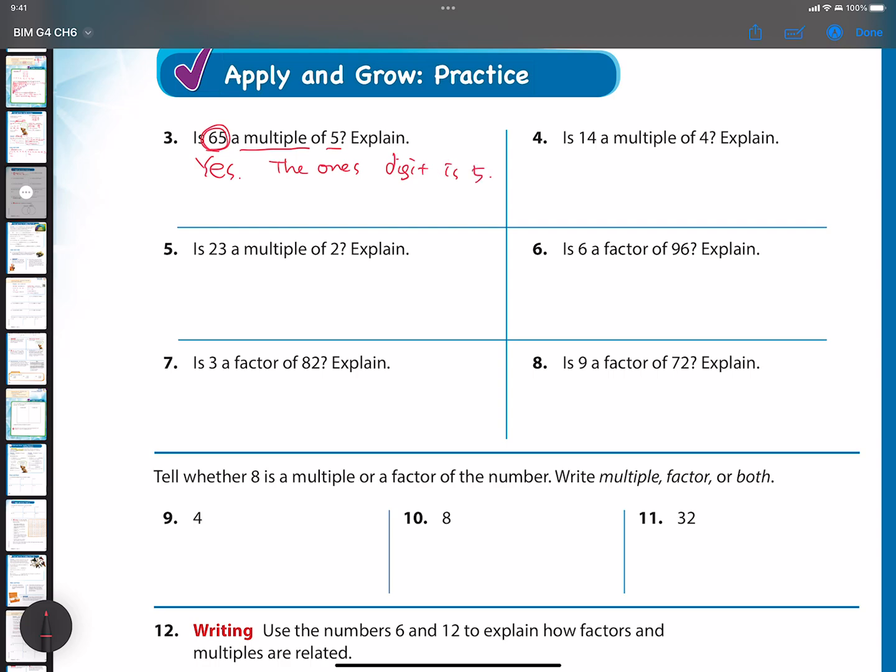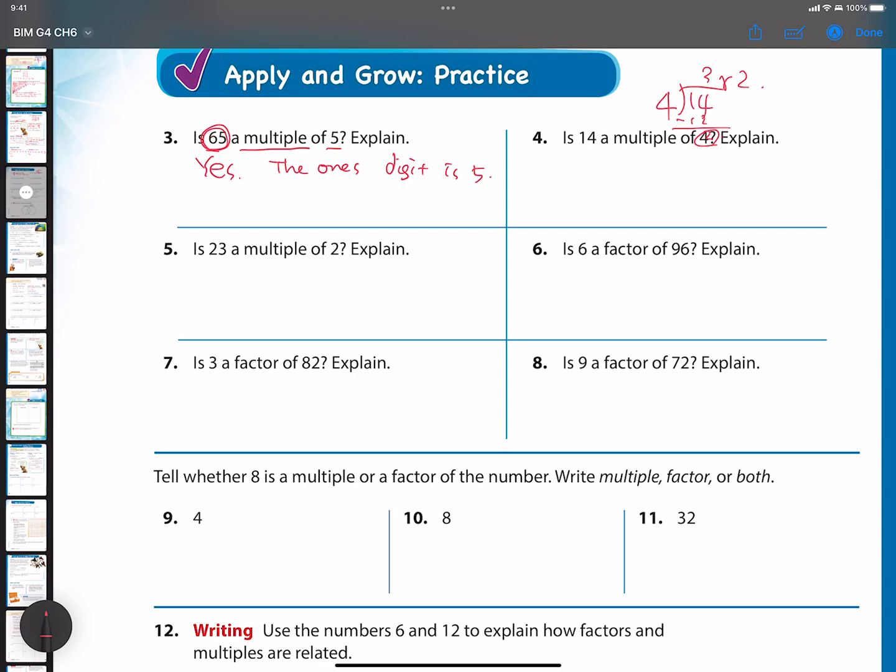Okay. Now number 4. Is 14 a multiple of 4? Explain. We'll see if 14 can be divided by 4 without any remainder. So let's go ahead. 14 divided by 4. 4 can fit into 14 three times, and 2 is left behind, which is what? Remainder. So 4 cannot be a factor of 14, right?